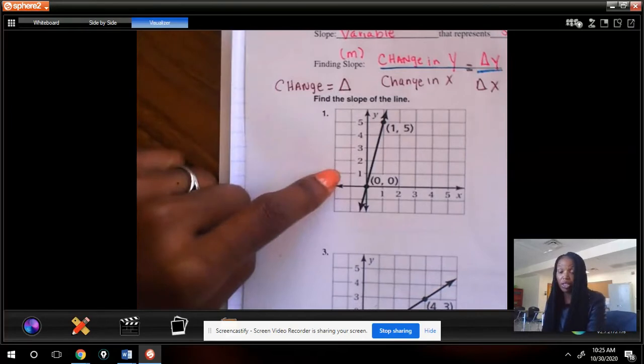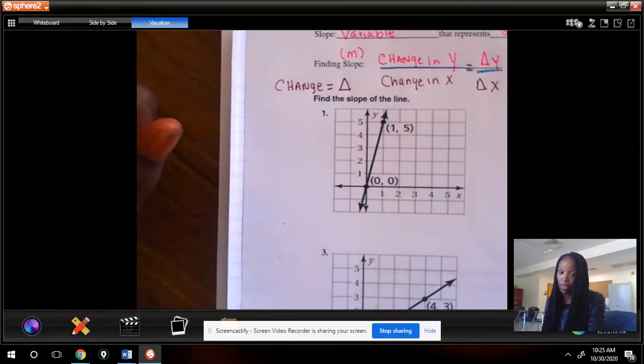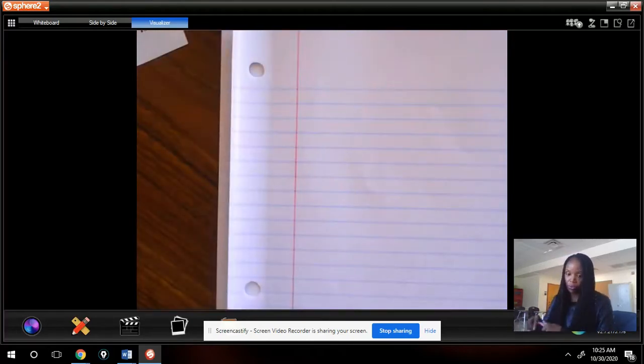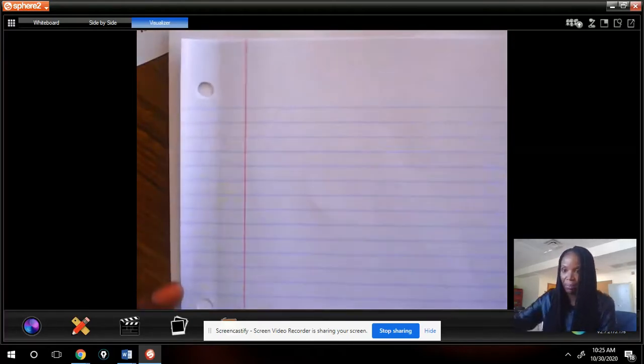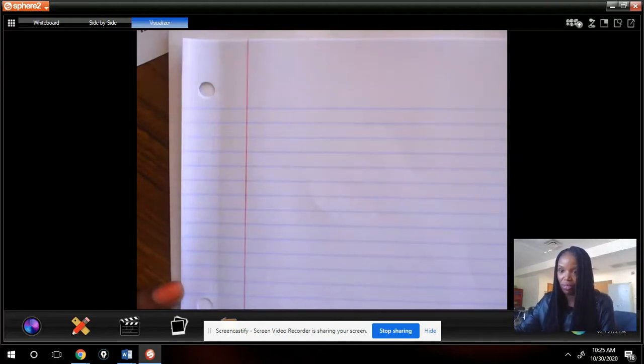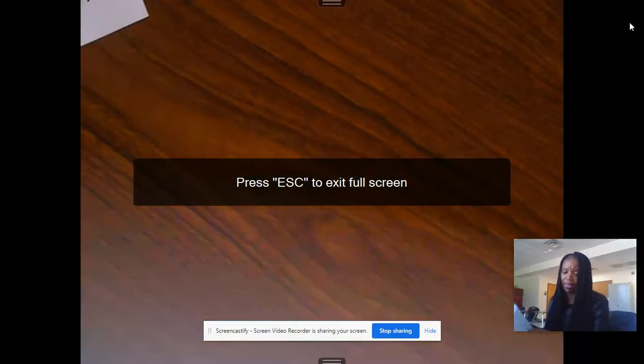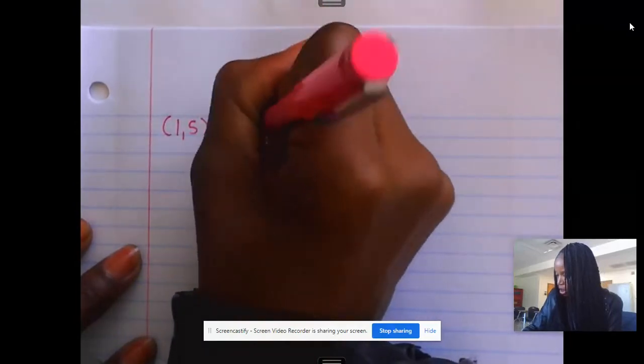So I'm going to take these 2 points and then I'm going to work the problem on this other sheet of paper. So the 2 points that we had were, let me see if I can make this even bigger too. I'm going to do the second one, or I might do both. The 1 point we had was 1 and 5, and the second point we had is 0 and 0.